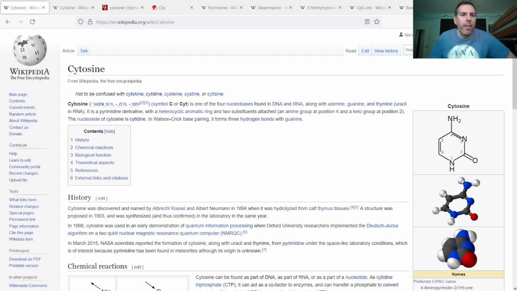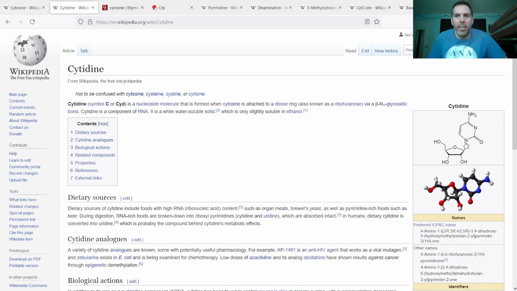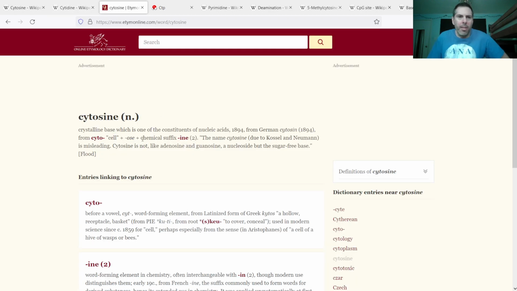Cytosine is our next nucleobase. It is a pyrimidine. So cytosine is the base, and cytidine is the nucleoside. Cytosine has the same cyto prefix that you see in a lot of words like cytoplasm and cytosol, just meaning cell.